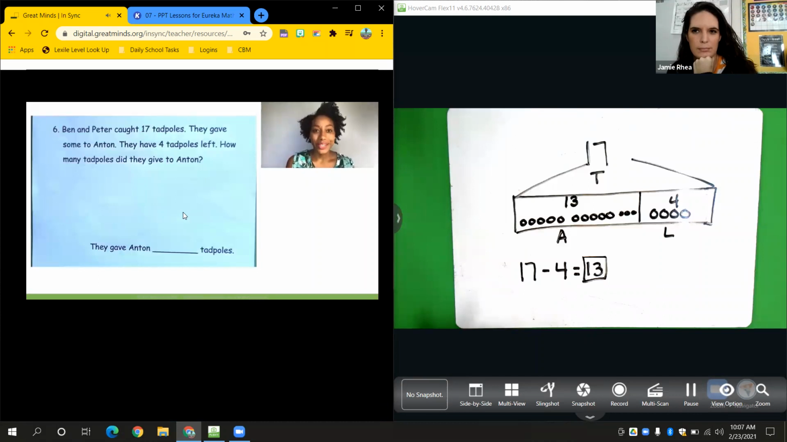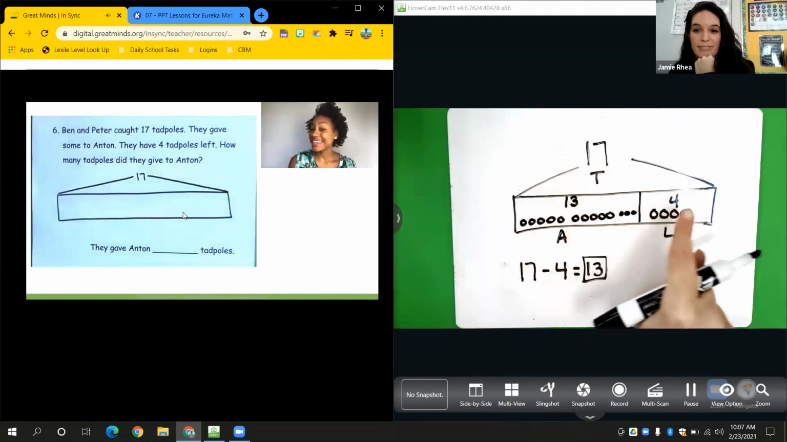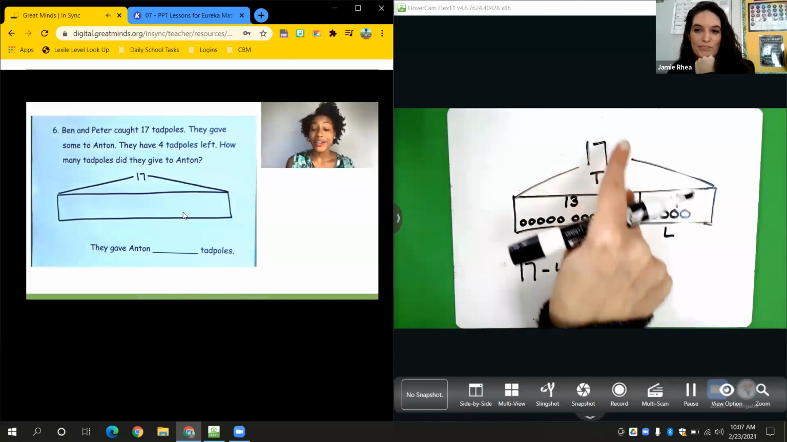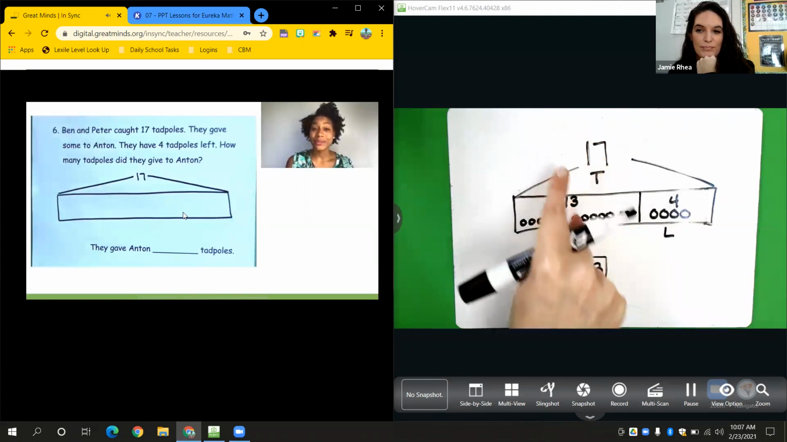Well, I know Ben and Peter had 17 tadpoles, and they gave some away to Anton. As I was visualizing this problem, I knew 17 was the total number of tadpoles. So I started off with a big rectangle, just like this. I can't draw anything inside yet because 17 was the total, but I did label it with 17. So far, my drawing is showing me 17 was the total.